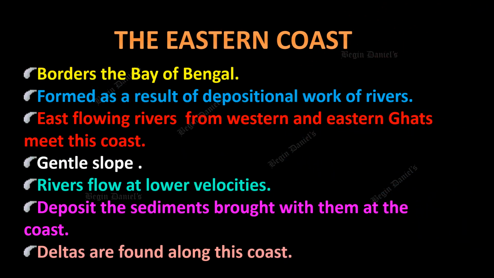The eastern coast borders the Bay of Bengal, formed as a result of depositional work of rivers. East flowing rivers from the Western and Eastern Ghats meet this coast. Gentle slope, rivers flow at lower velocities, deposit the sediments brought with them at the coast. Deltas are found along these coasts.